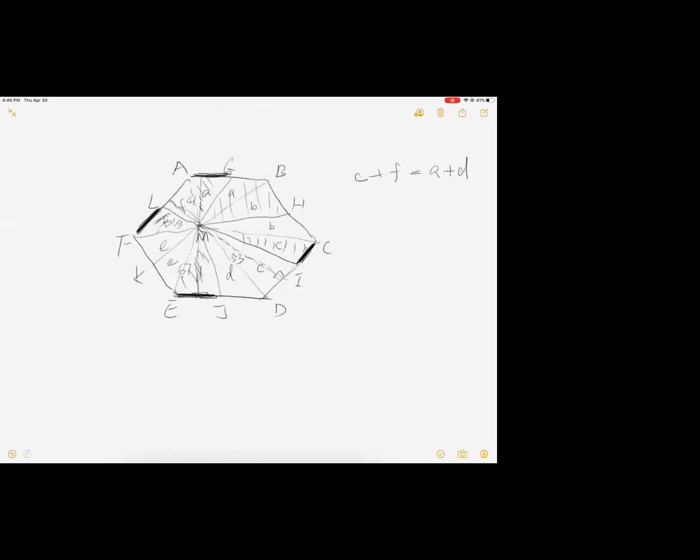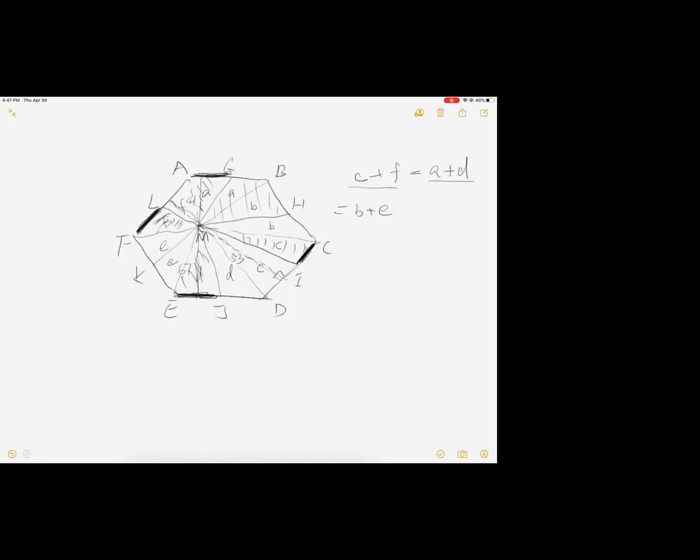So that's why C plus F equals A plus D. Okay, keep going. B plus E is also equal to A plus D, because B plus E is also the same. They're all equal. So A plus D is equal to B plus E.